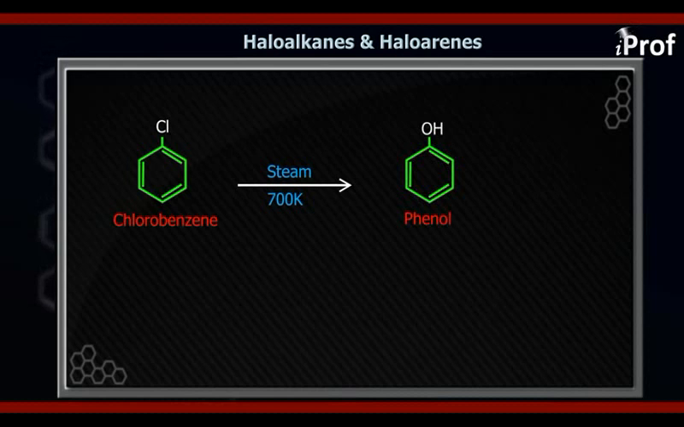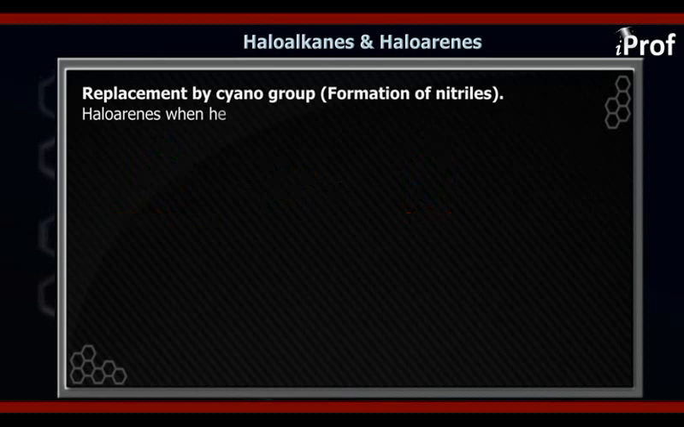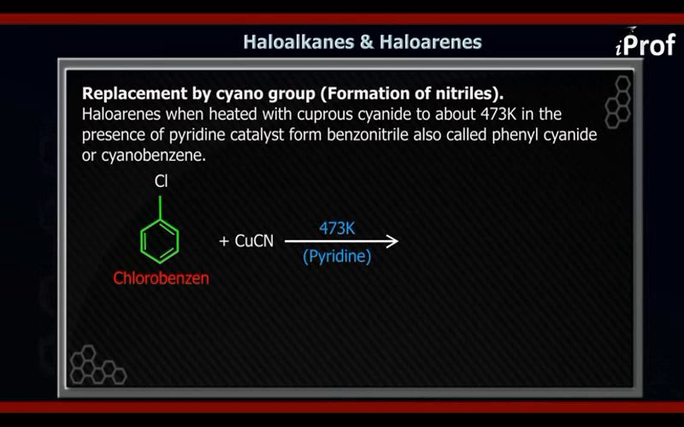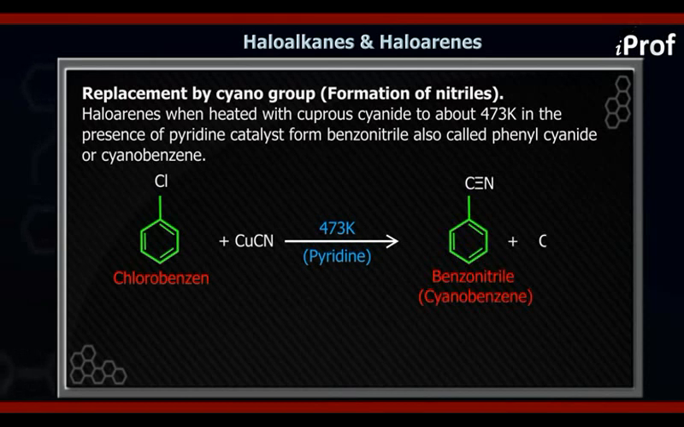Now the next reaction which we have is that you take chlorobenzene again and react it with CuCN, that is copper cyanide, at 473 Kelvin in the presence of pyridine. So basically what you get is cyanobenzene. It is again the SN2 mechanism.